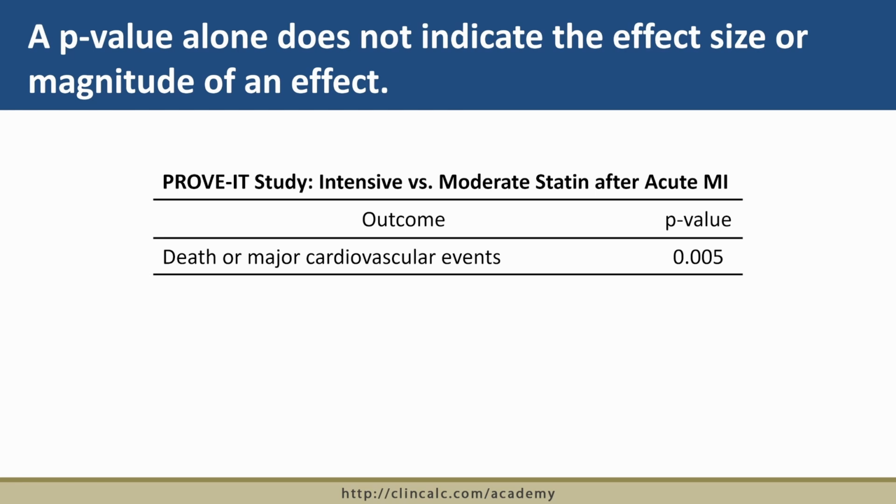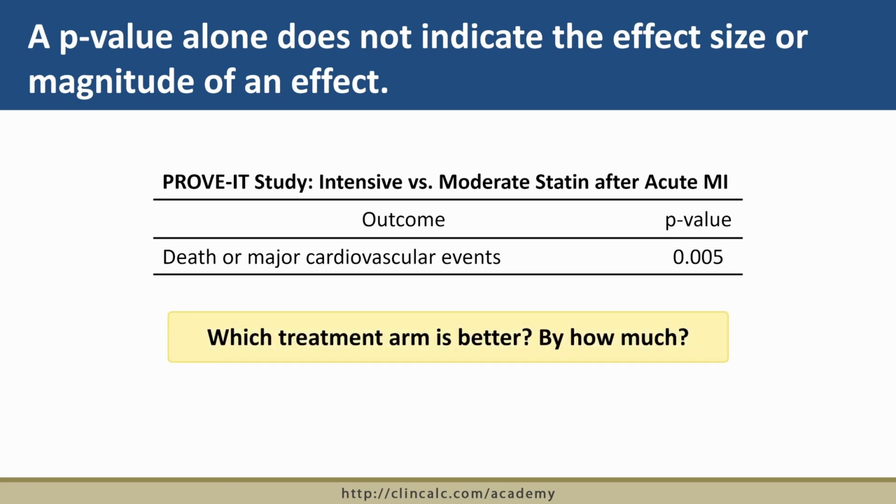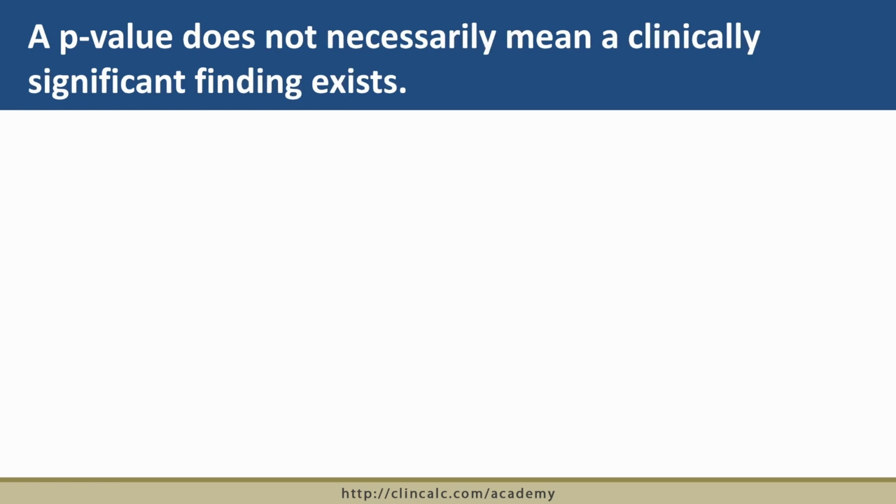The p-value literally only tells you whether the difference you're observing is due to chance alone or not due to chance alone. So really, we could not answer the question of which treatment arm is better or by how much, because we need both things. We need the p-value in addition to the numerical values between our two arms.